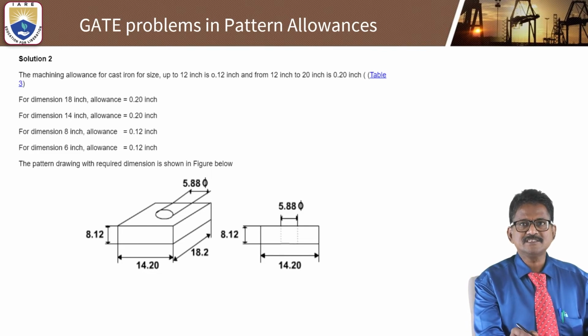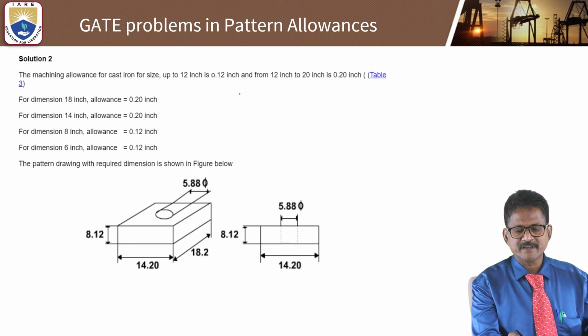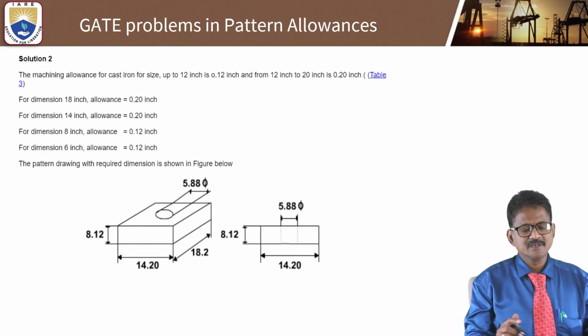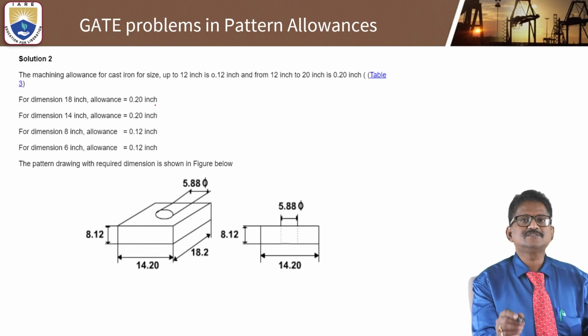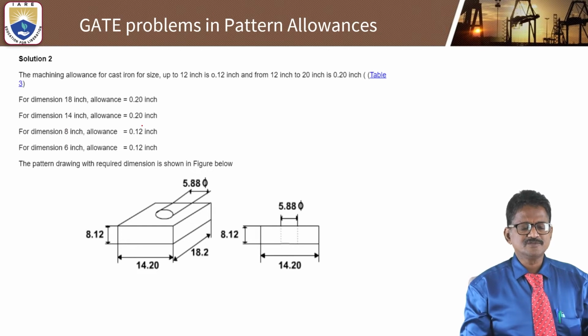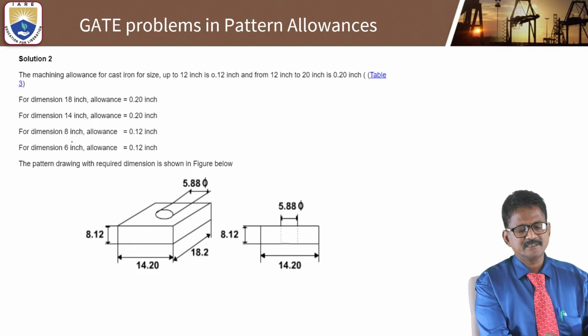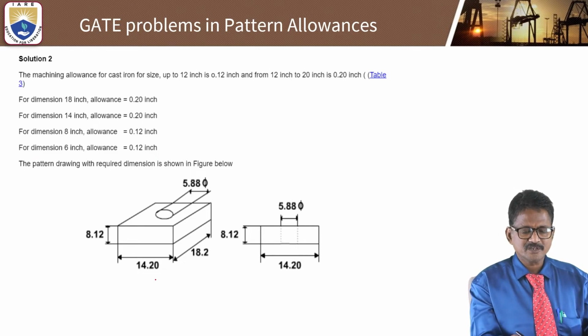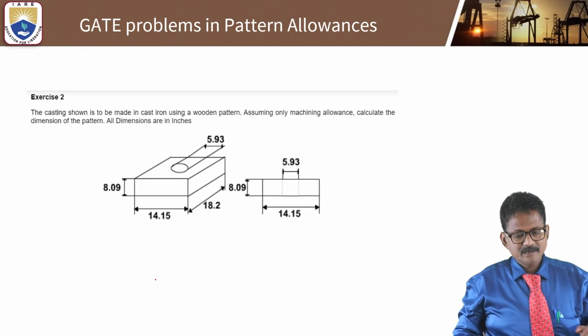If it is 12 inch or 0.18 inch, from 12 inch to 20 inch, 0.2 inch. From the table only I have collected. You can see for 18 inch allowance 0.2 inch to be taken. For 14 inch allowance 0.2 inch, and for 8 inch allowance is 0.12, and 6 inch is 0.12. So here almost all you can add.